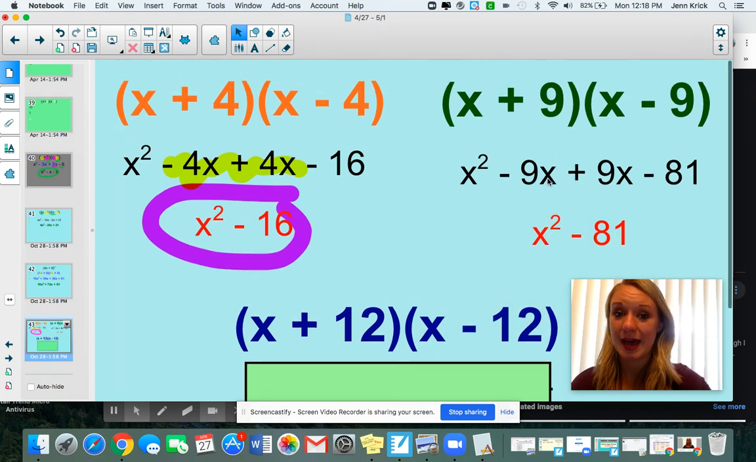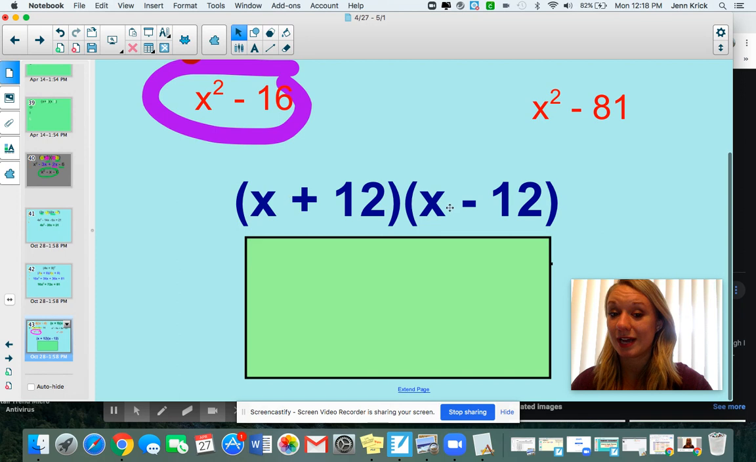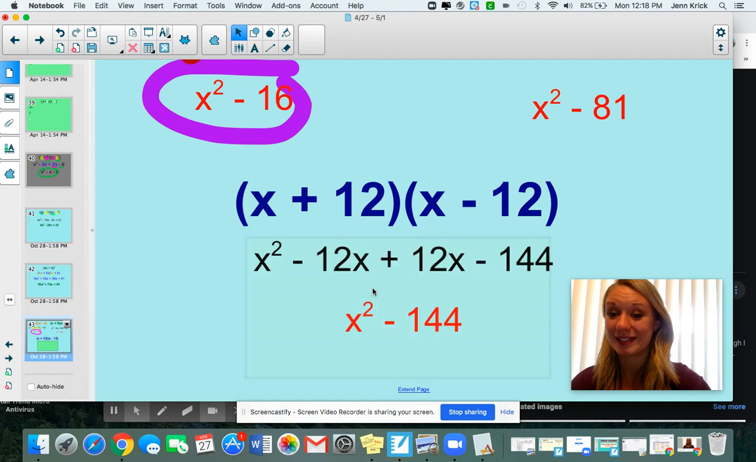Can you see the pattern here? When I did x plus 4, x minus 4, my final answer was x squared minus 16. When I had x plus 9, x minus 9, my final answer was x squared minus 81. I bet that you could tell me the answer for this one, x plus 12, x minus 12. Hopefully you're going to tell me that it's x squared minus 144. Because when you FOIL it out, you've got minus 12x plus 12x, those cancel, and then it's just x squared minus 144.